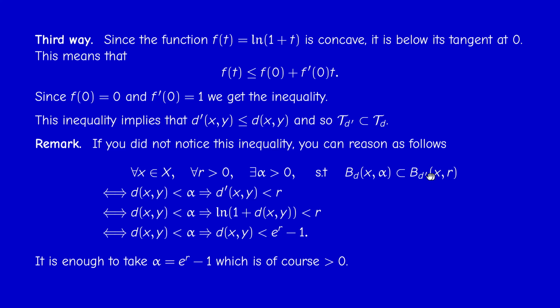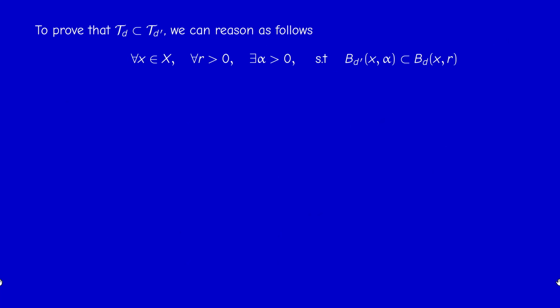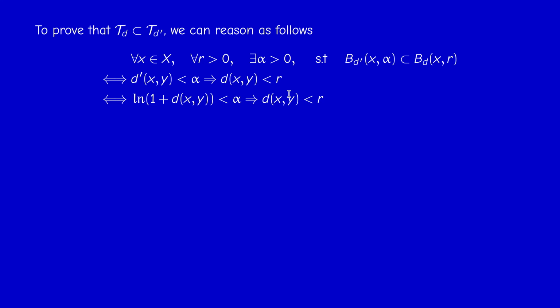And note once again, we flipped the order. So the biggest topology corresponds to the smaller ball. Okay, and not the other one. So, but we have d prime less or equal than d. Okay, reverse inclusion. So we do the same thing, but now we flip the order. So to prove that Td is contained in Td prime, we have the same thing, but with d and d prime reversed. So once again, this is equivalent to d prime less than alpha implies d less than r.